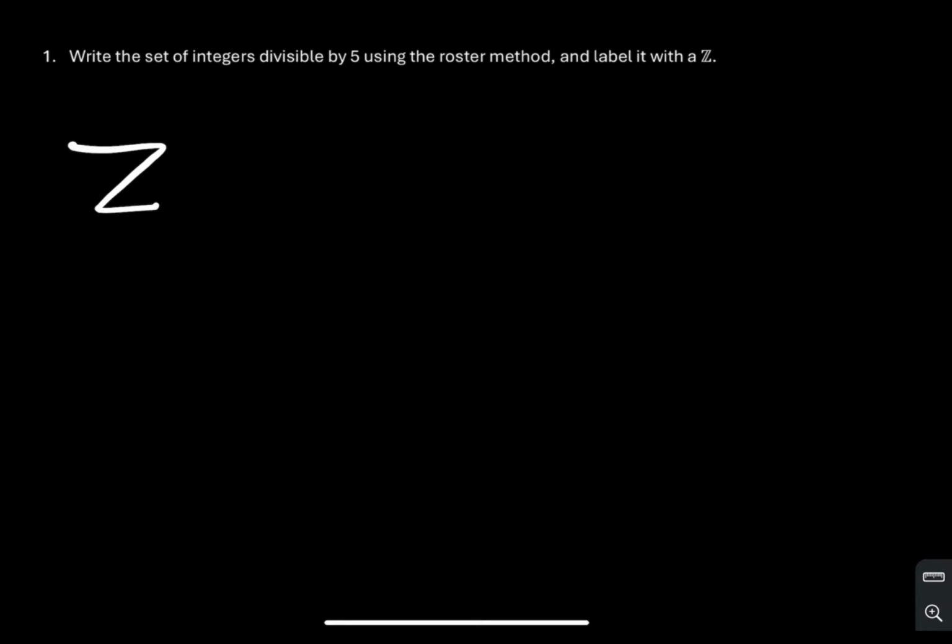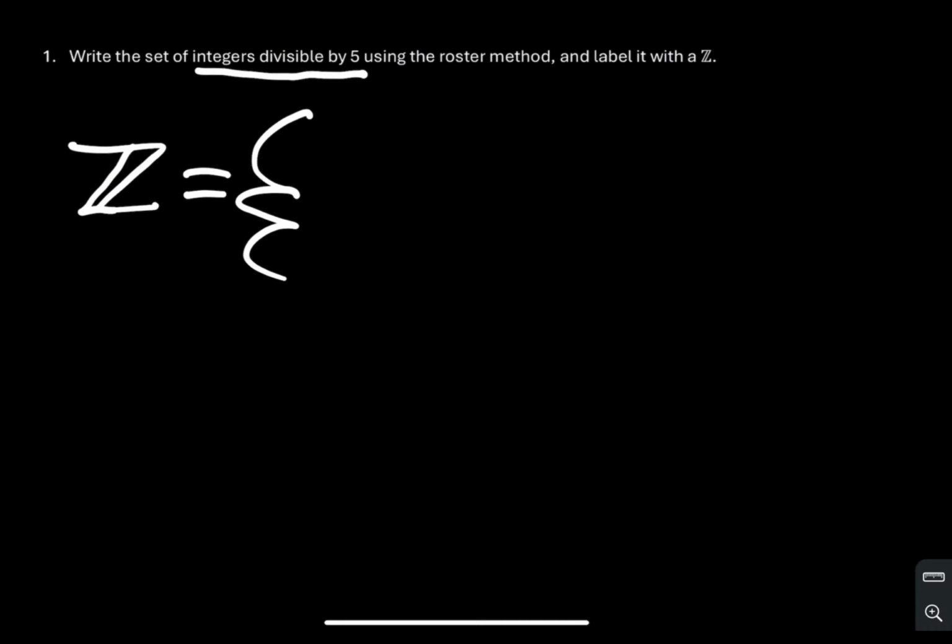In this video, we'll be learning about infinite sets using roster method and ellipses. So let's start off with this first problem. Write the set of integers divisible by 5 using the roster method and label it with a Z. So Z is going to be our set name, and our elements in our set are going to be integers divisible by 5.